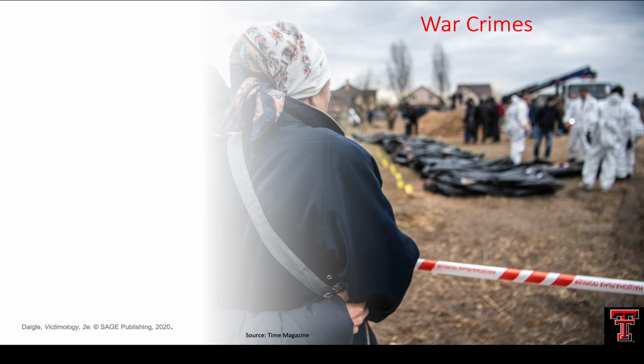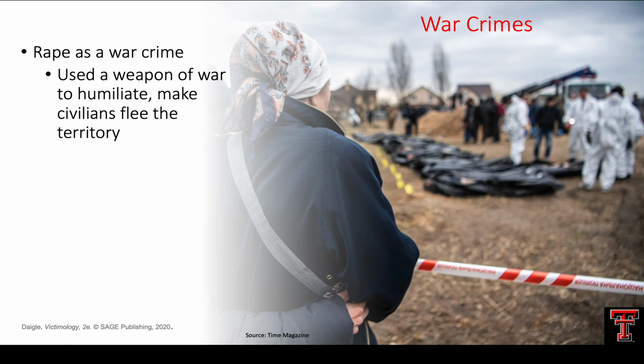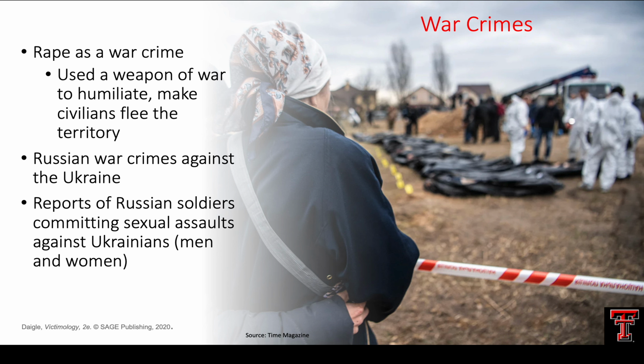So, several different examples of these international crimes. The first is war crimes. Often this is rape or sexual assault. This is used as a weapon of war to humiliate and make civilians flee the territory. This has been recently going on in Ukraine by Russia. There are reports of Russian soldiers committing sexual assault against Ukrainians in order to exert power over them or to get them to flee the territory. And the International Criminal Court is currently gathering evidence.